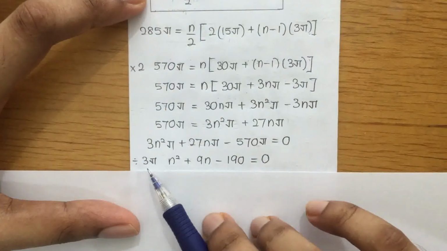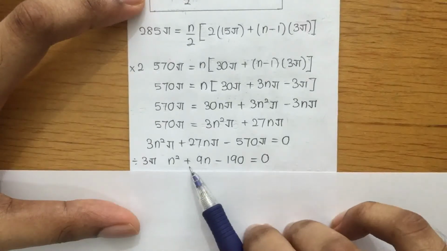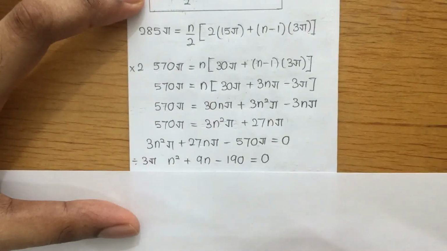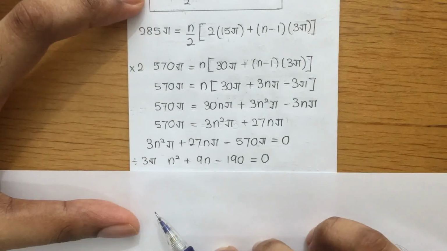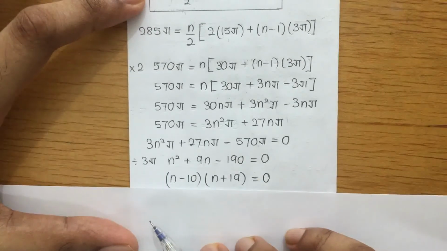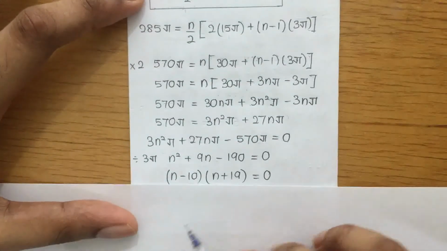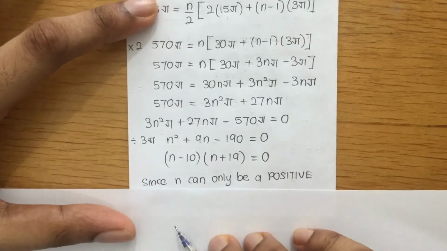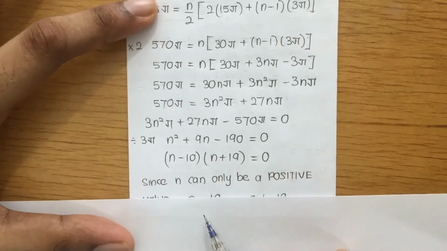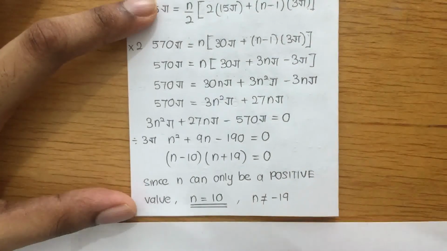To simplify this quadratic equation, you divide the whole equation by 3 pi. From here you get n squared plus 9n minus 190 equals 0. Then you can use the factorization method. We factorize this quadratic equation and get (n minus 10)(n plus 19) equals 0. You get two possible values, guys. But since n can only be a positive value, you can only have one answer, which is n equals 10, whereas n cannot be negative 19. So this is the only possible answer you can get, guys.